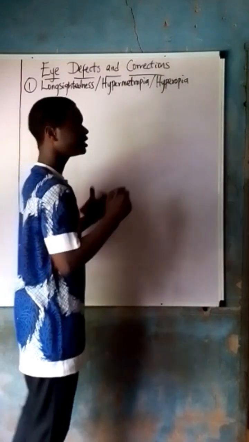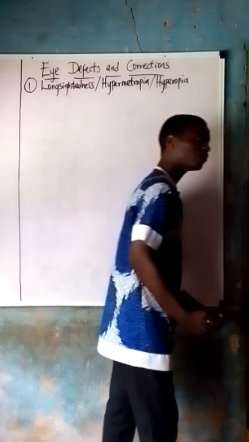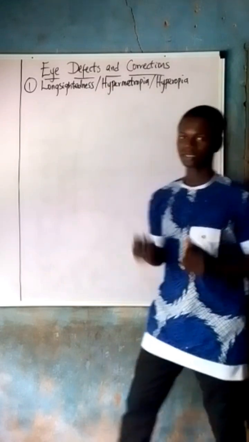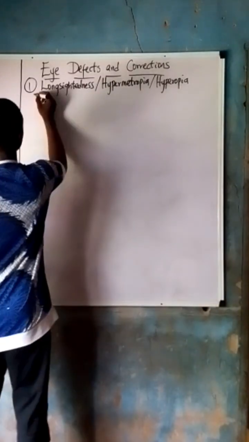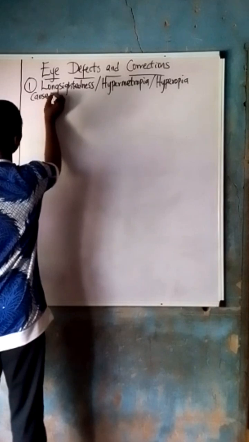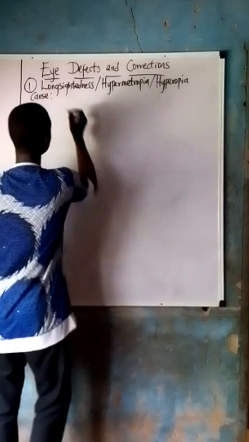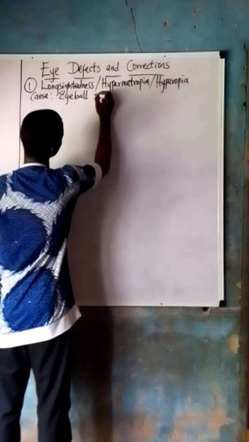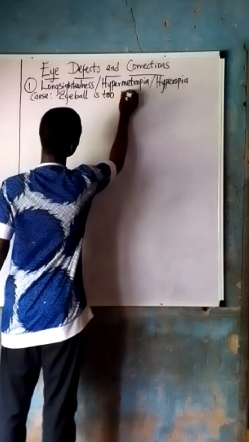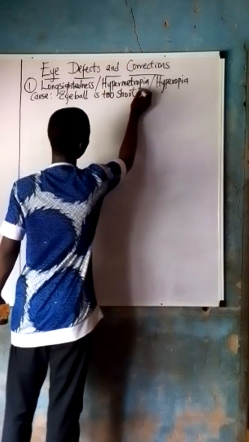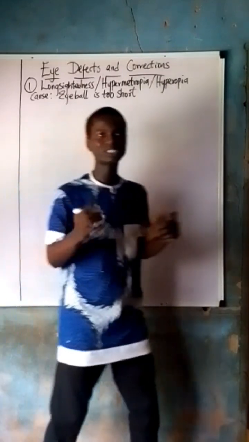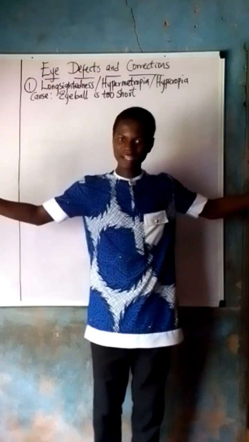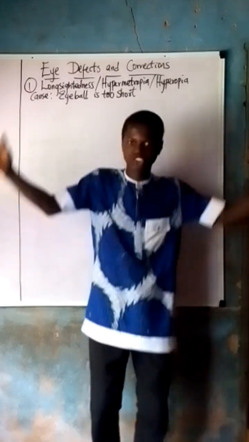Now, what is the cause? What is the effect? And what is the correction of this very first eye defect? That is what we are going to be looking at. Now, the main cause of long-sightedness is when the eyeball is too short. Observe the paradox here. Long-sightedness is due to the fact that the eyeball is too short.